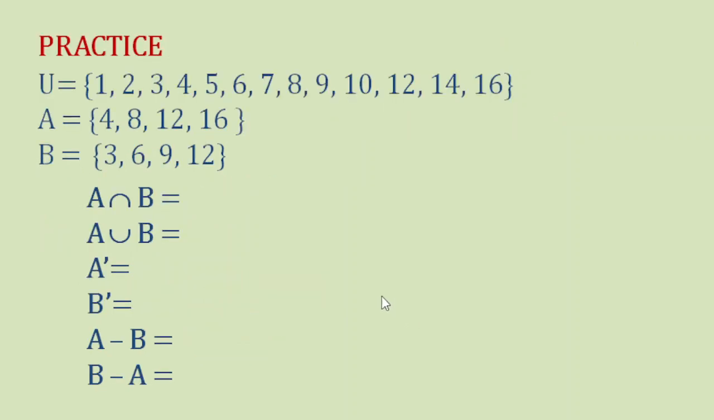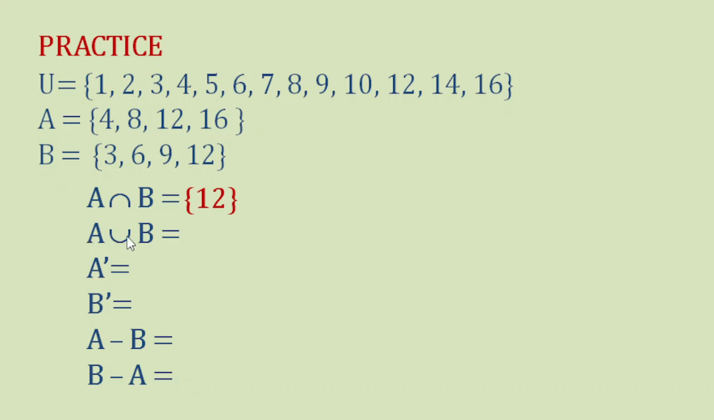Now let's put them together. The elements of U are 1, 2, 3, 4, 5, 6, 7, 8, 9, 10, 12, 14, and 16. The elements of A are 4, 8, 12, 16. The elements of B are 3, 6, 9, 12. Now we will find A intersection B. Meaning to say, the element or elements common between A and B. In this case, there's only one. It's 12.